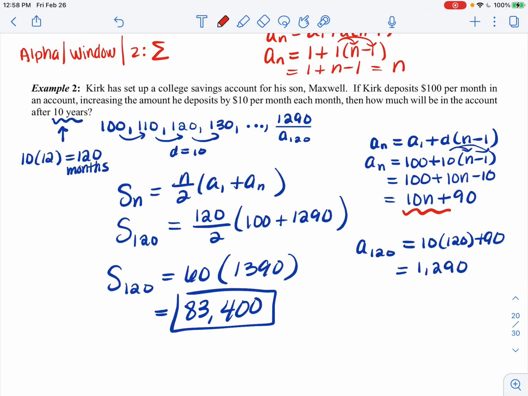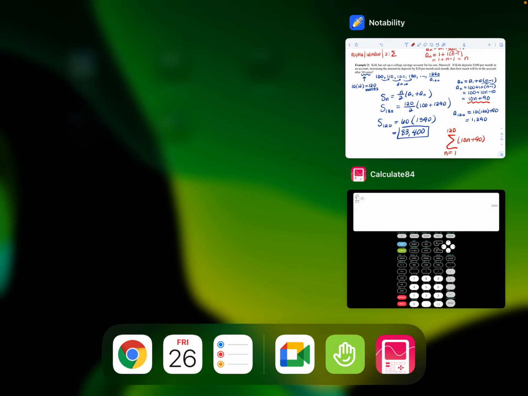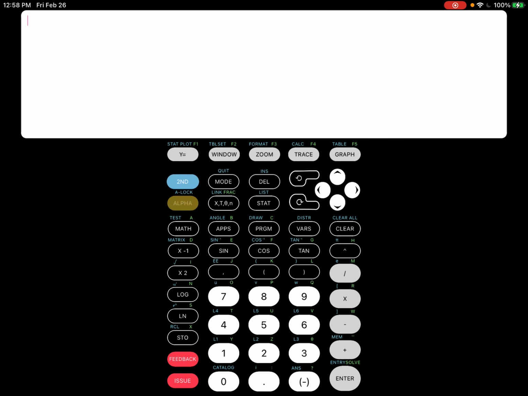Again, we had to find this formula anyway. So if I went to use sigma, I would just type the formula in, start with the first month, go to the 120th, and that's it. So let's go to sigma, alpha window, choice 2. We're starting with the first month. For 10 years, that would be 120 months. And our formula was 10n plus 90, or 10x plus 90. And we get that same value, 83,400.